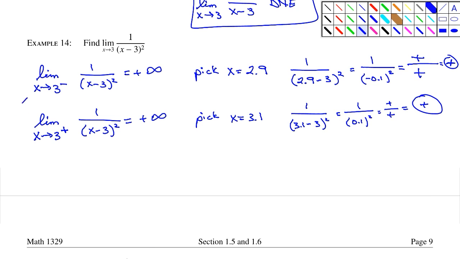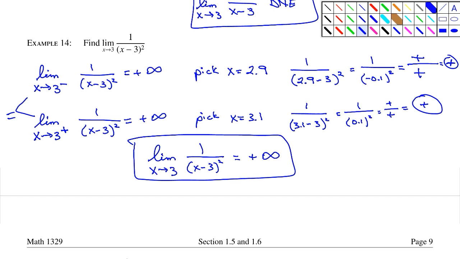And since these are equal, that tells us that the limit as x goes to 3 of 1 over x minus 3 squared is equal to positive infinity. Again, technically the limit does not exist, but we are conveying information about the graph. And I'll even show you real quick what this graph looks like. Here's 3. It's a vertical asymptote, but on both sides it goes to infinity. Right there.